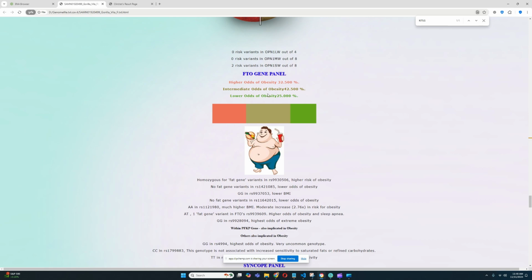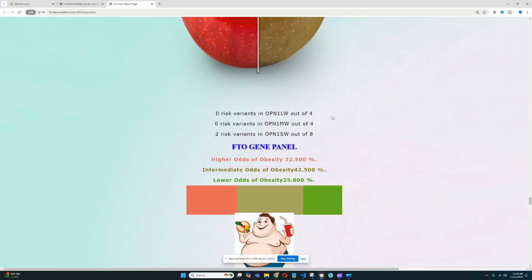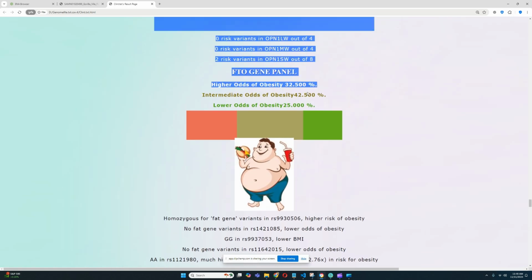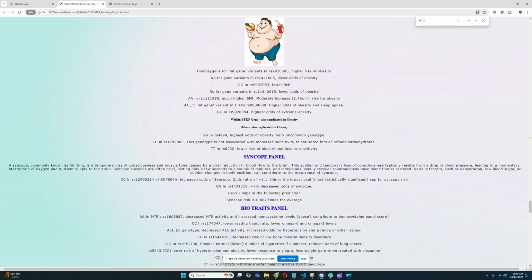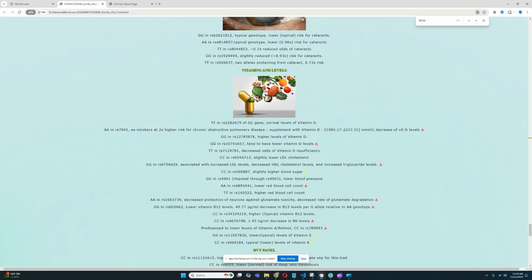Vila the gorilla has got intermediate odds of obesity, and Clint Chimp has also got intermediate odds of obesity. Wow, that's very surprising. Everything is pretty much the same.